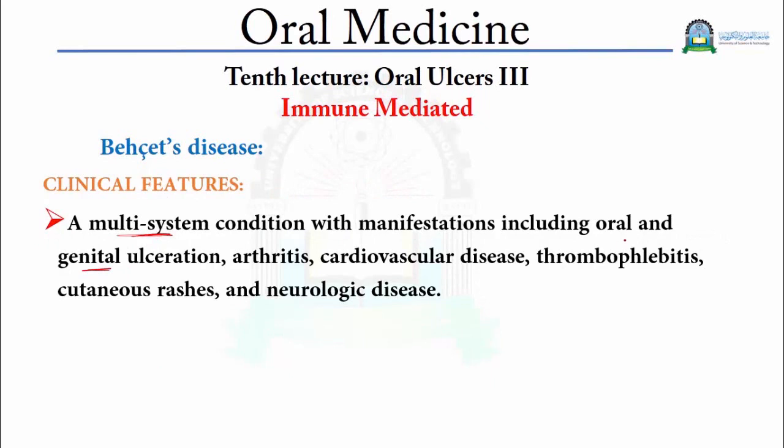So while taking the history of the patient, you should ask the patient if there are any ulcerative lesions in sites other than the oral cavity. Behçet disease also includes arthritis, vascular diseases and thrombophlebitis, as well as neurological diseases.